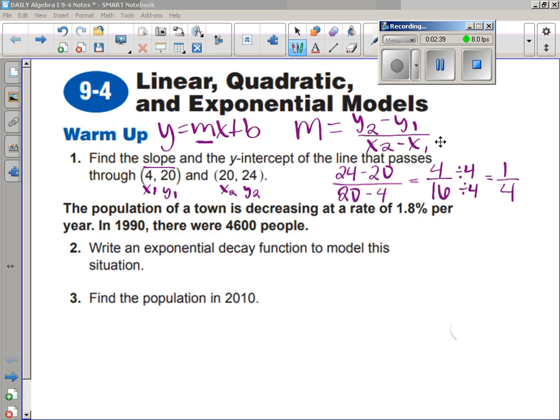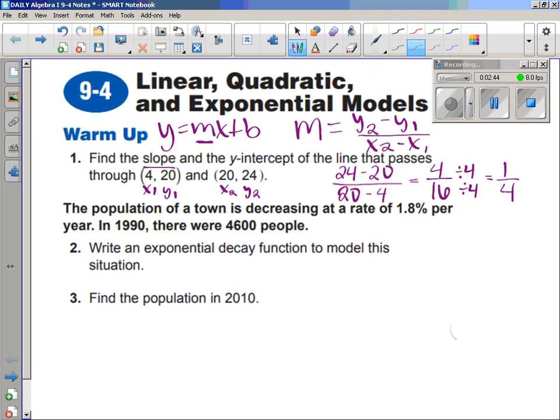Now let's talk about the y-intercept. How do we find the y-intercept? Well, that's where this y equals mx plus b is going to come in handy, because in this form, y equals mx plus b, the y-intercept is b. So I have slope, I can plug that in for m, and I have 2 points to choose from to plug in for x and y. If I do that, all I'll have left over is b, and I can solve for it. I'm going to choose this first point, (4, 20), because it's smaller numbers.